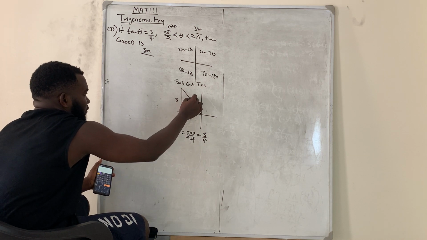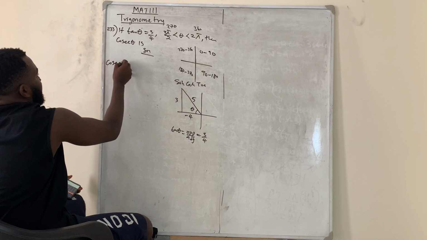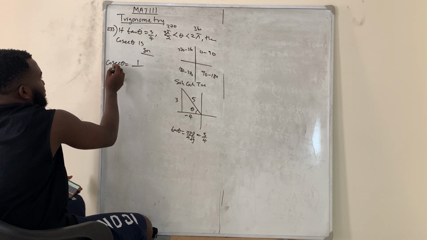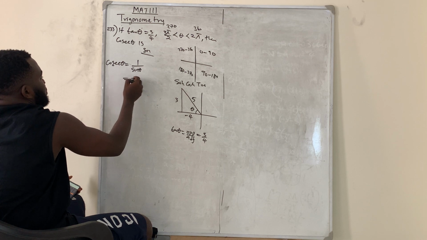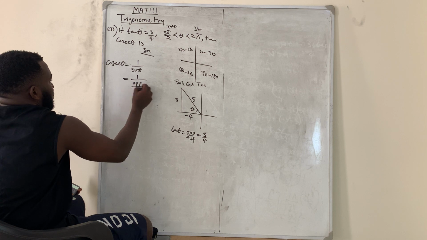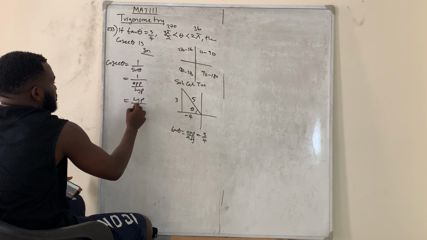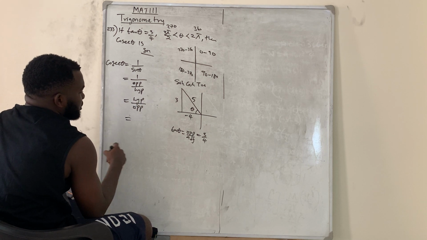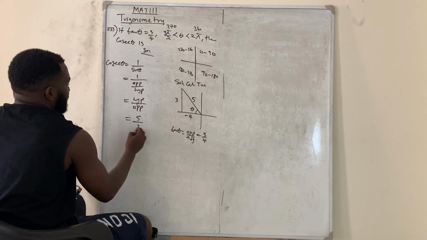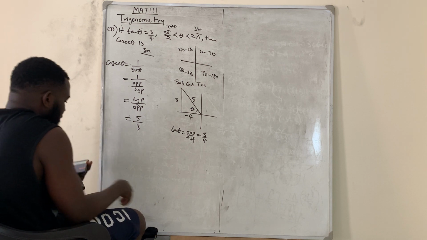Using Pythagoras theorem, in fact 3, 4, 5, the hypotenuse is supposed to be 5. Cosec theta is 1 over sine theta. Sine is opposite over hypotenuse, so the inverse is hypotenuse over opposite. My hypotenuse is 5 and my opposite is 3. So 5 over 3 is the correct answer there.